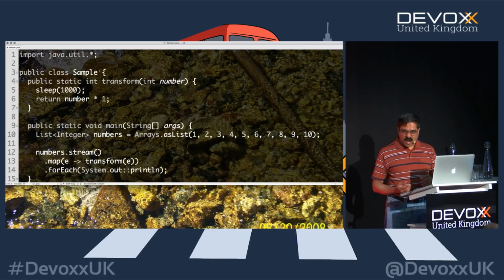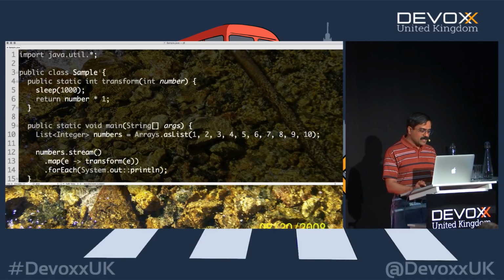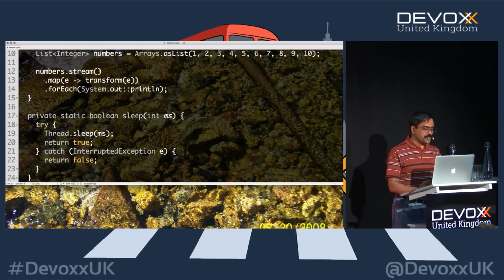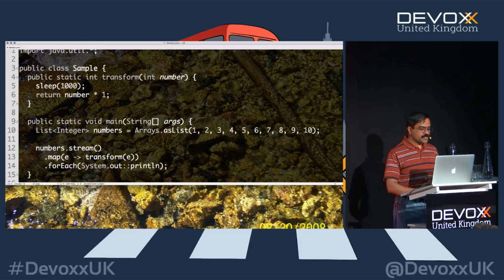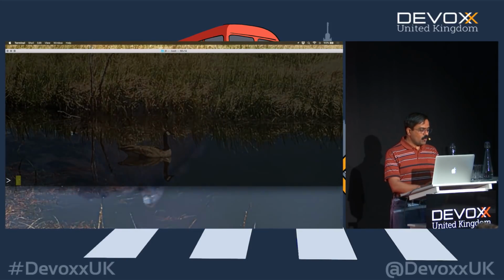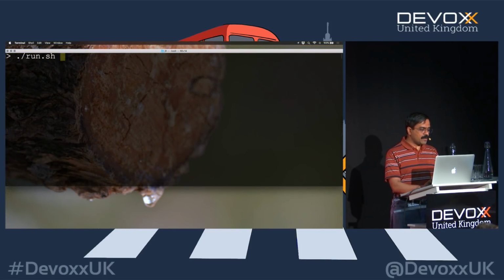So let's say this is computationally intensive. It's going to take a little bit of time to execute, and I'm going to have this little sleep function that we're going to use to provide that little sleep along the way. So I'm going to run this little code, and as you can see, this is pretty sequential in execution. So how much time is it going to take to run? Let's go ahead and just run this.